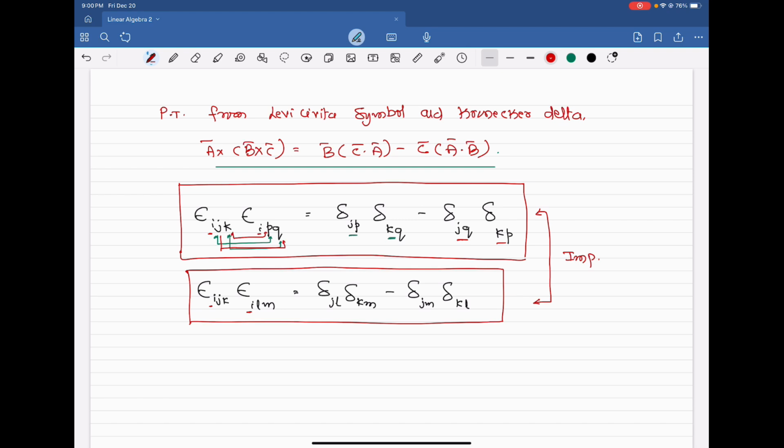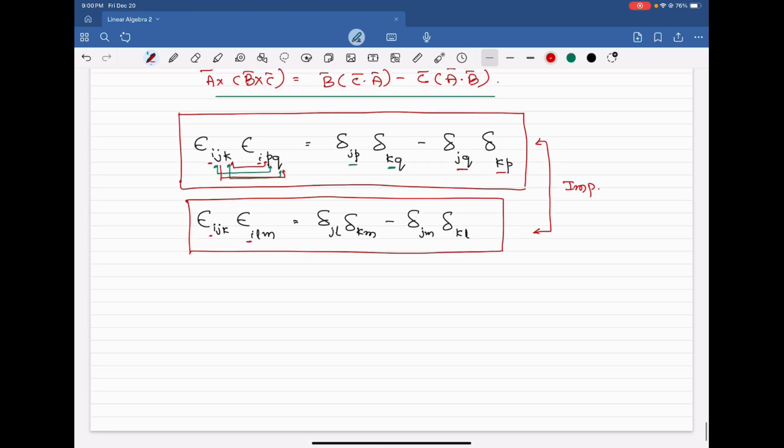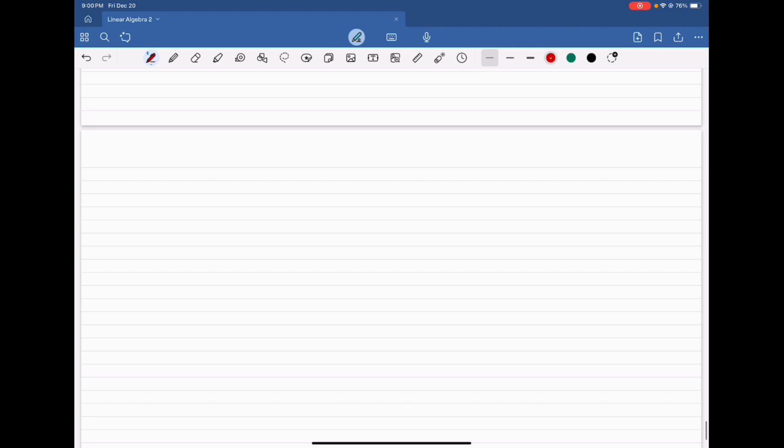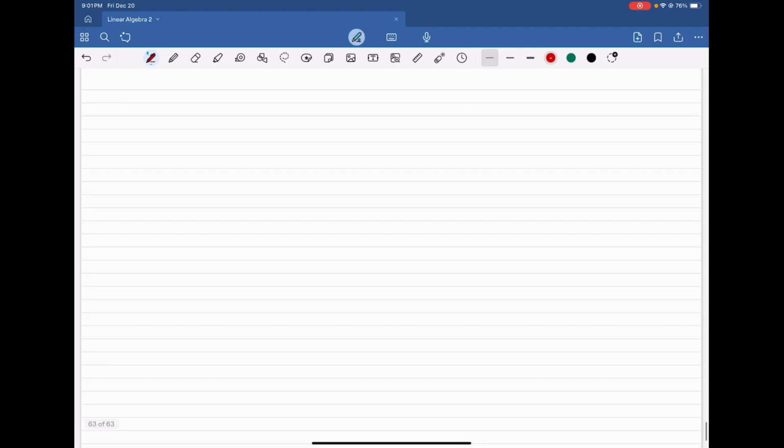For example, if you have forgotten, many relations are there: triple products, double products, cross products and dot products are there. If you are confused, then use these two relations, Levi-Civita symbol and Kronecker delta, the relation between them. With one equation, you can solve any relationship. Very simple. You can solve any relationship with one symbol, one equation, using the relation between Kronecker delta and Levi-Civita symbol.